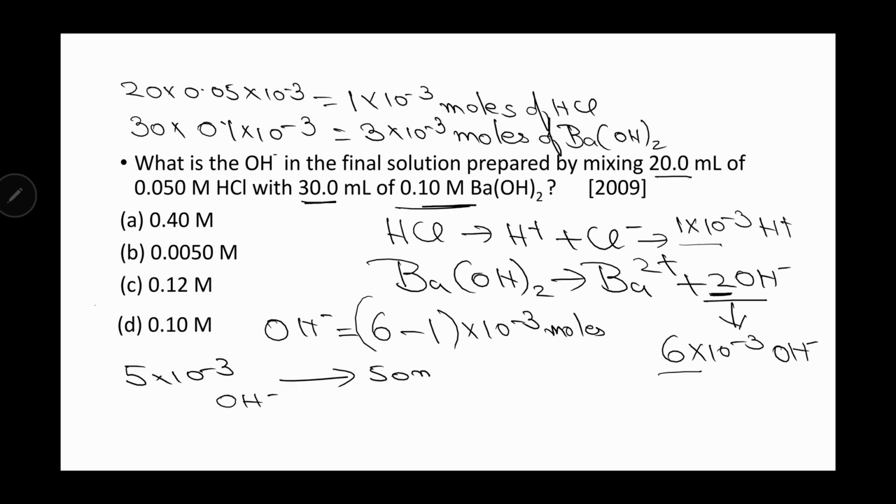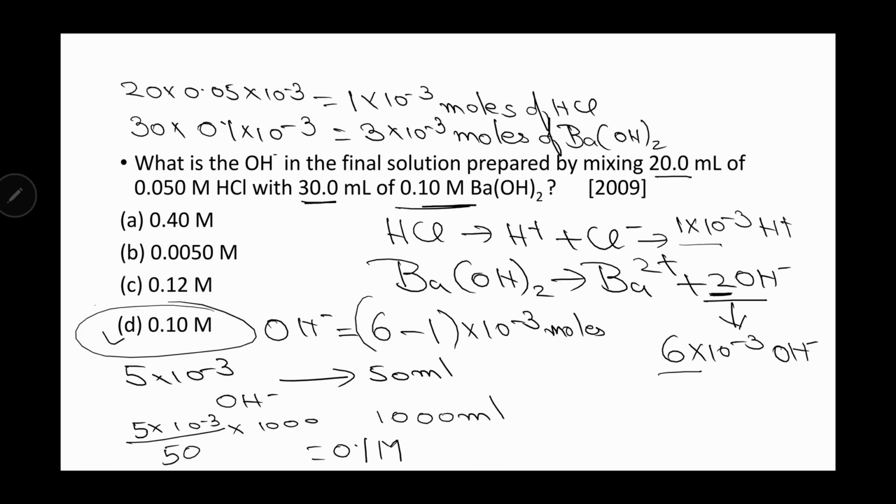50 ml of solution. And if we have to convert it into molarity, we have to find it out in 1000 ml, which is equal to 1 liter. So 5 into 10 to the power minus 3 moles is present in 50 milliliters, and therefore how much of it will be present in 1000 ml? This is a simple trick, and therefore our answer becomes 0.1 moles, and this is the molarity. So the answer is 0.10 M, which is the correct answer.